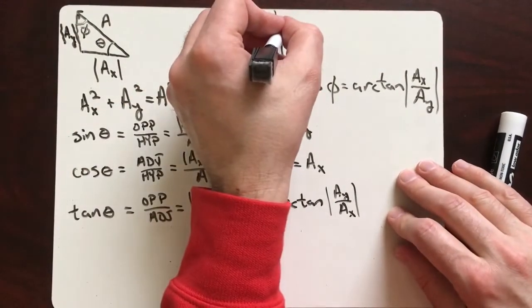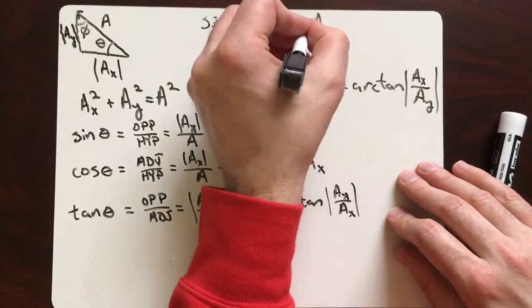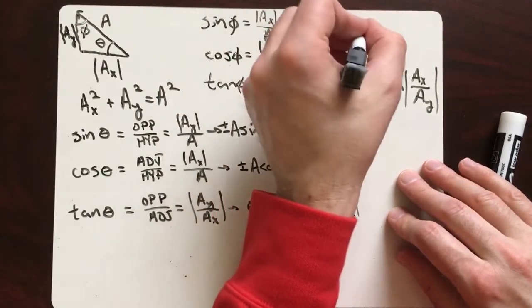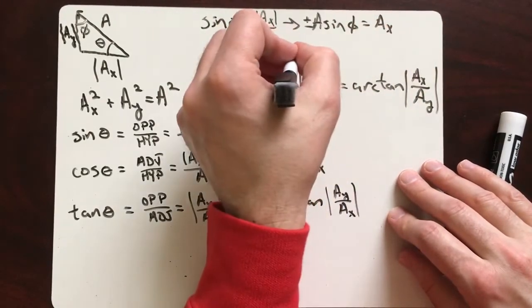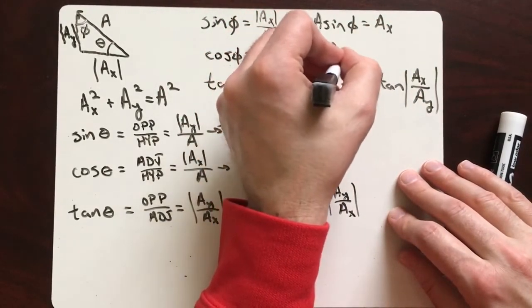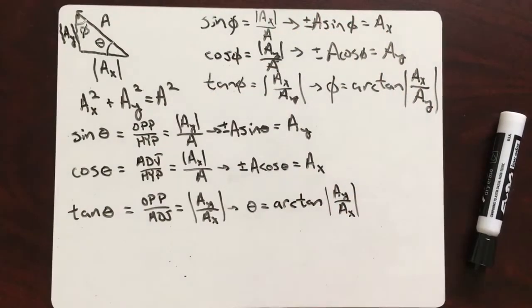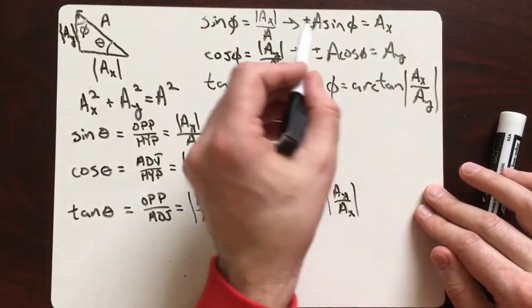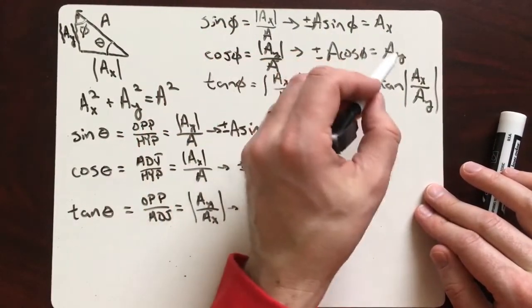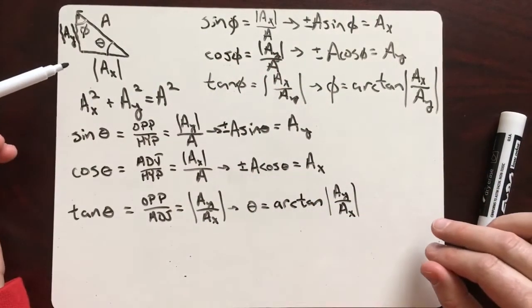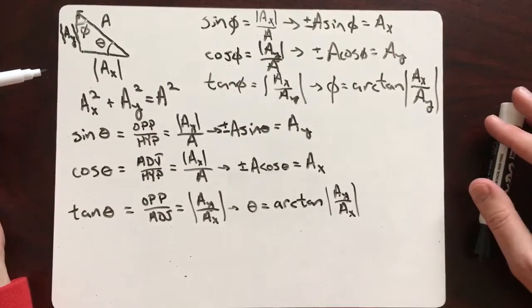And of course I could rewrite these. This is plus or minus a sine of phi, that's going to be a sub x. This is plus or minus a cosine of phi, that's a sub y. The big thing, there's several things I want to stress here. First off, again, with the components, if you're solving for them in this way, you have to choose whether they're positive or negative. And that's based on how the vector is drawn and which way you've called positive and negative.